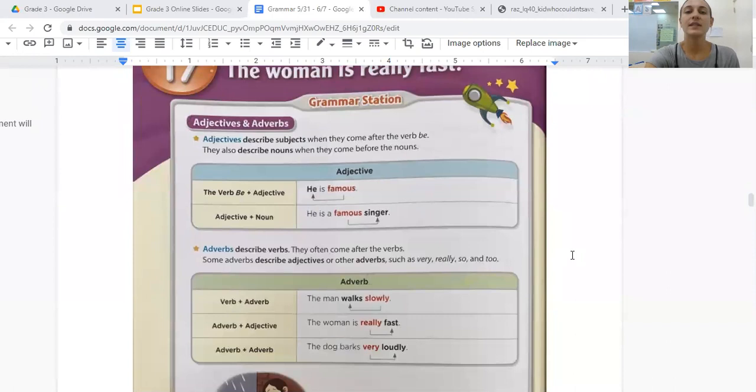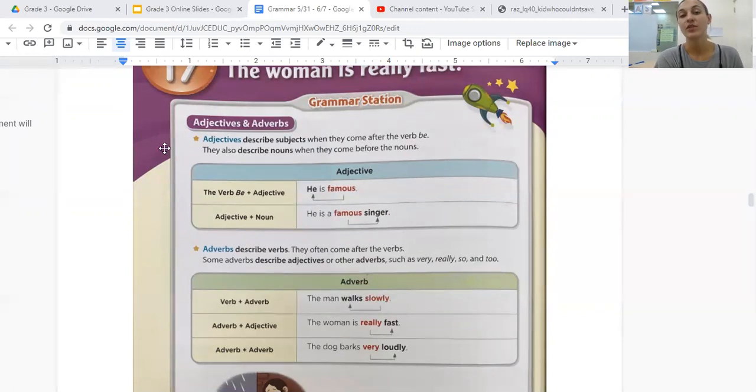So, adjectives and adverbs, you've probably heard of these things before. Definitely heard of adjectives before. Adverbs, you probably use them, but maybe you just didn't know exactly what they were. So, let's compare the two, and then we'll start working through these.